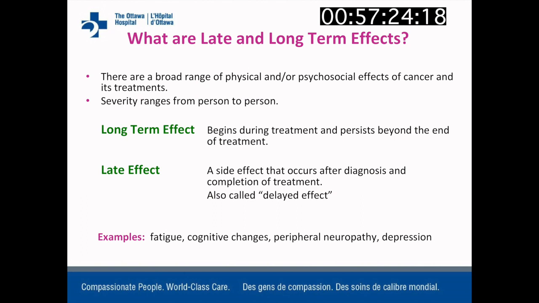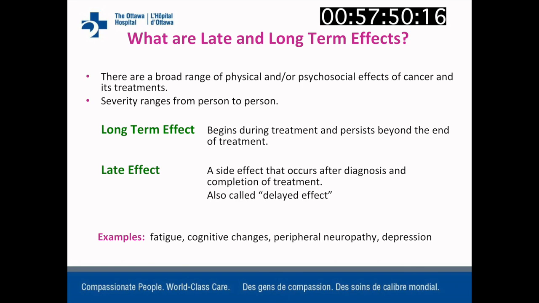Well, there are a broad range of physical and or psychosocial effects due to cancer and its treatments. And what we find is that the severity ranges from person to person. What affects one person may not affect another, even though the treatment may be identical, or if it does affect another person, the severity of that effect may be very different from another person.